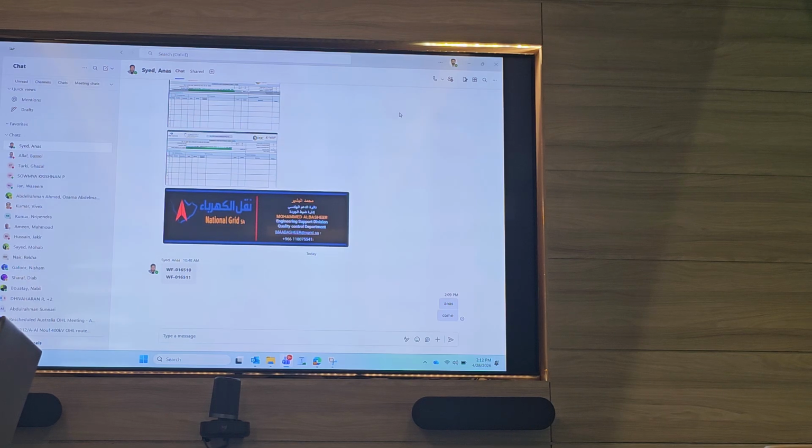Also, I took the main components of the OHTL system. Let's say conductors, insulators, the steel structure, the pole itself, and the accessories: the dampers, the spacer dampers, and the dampers for the vibration.